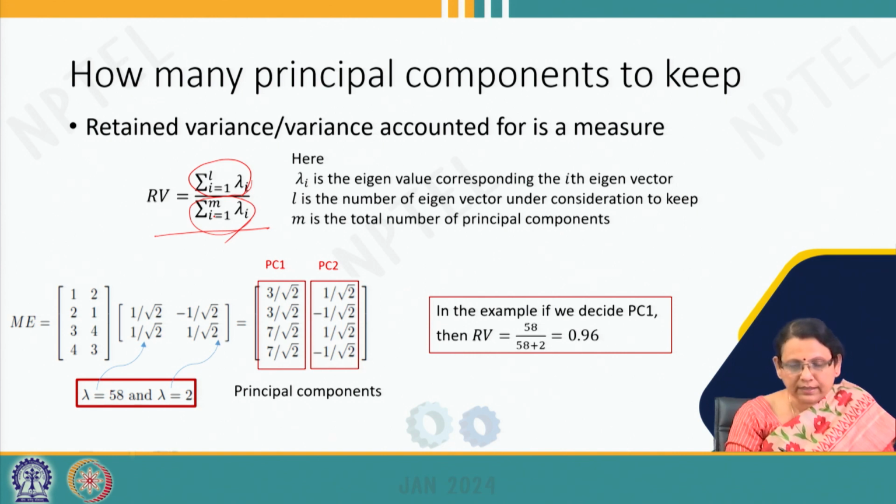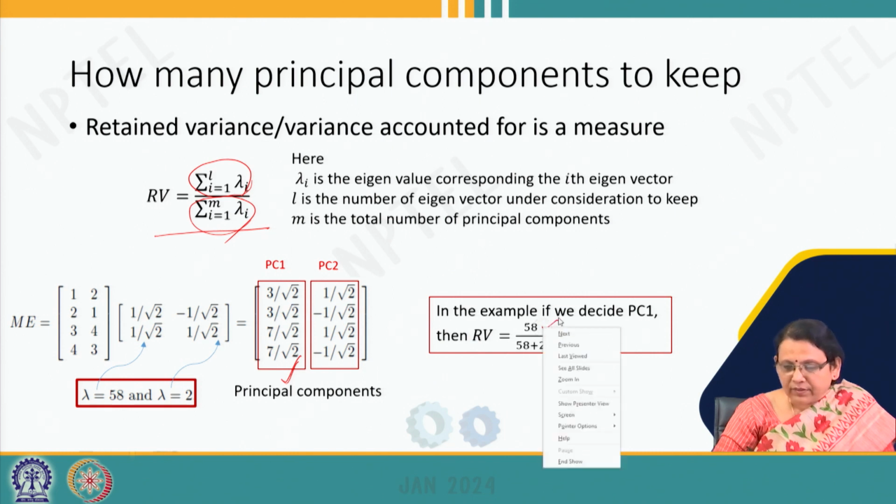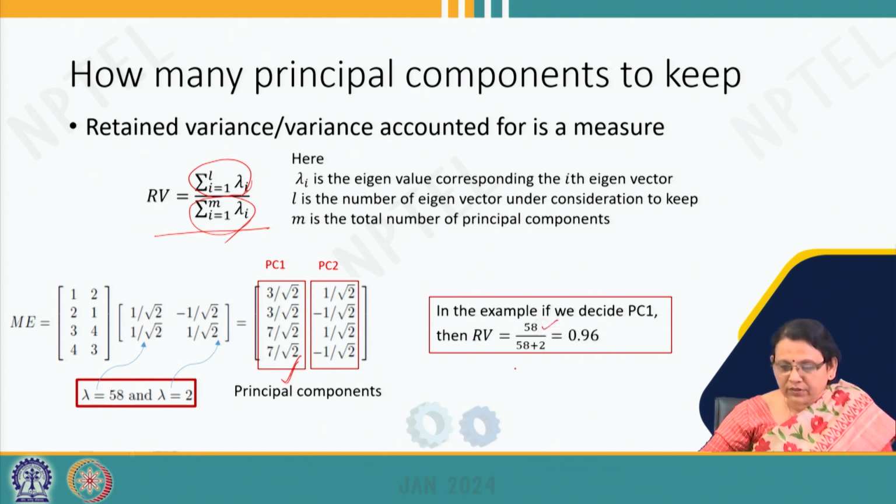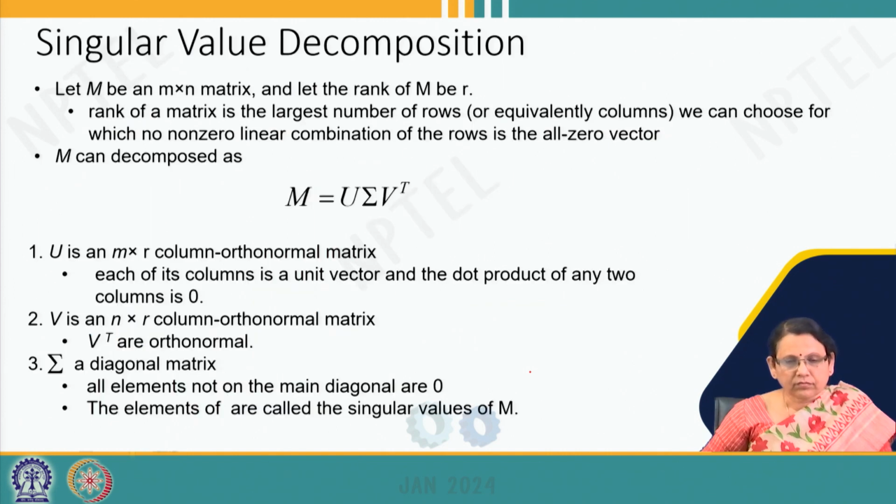In this particular example, if we retain the first principal component, the corresponding eigenvalue is 58 and the sum of these two is 60. So, in total we have 96% variability retained. Next comes our principal component analysis.